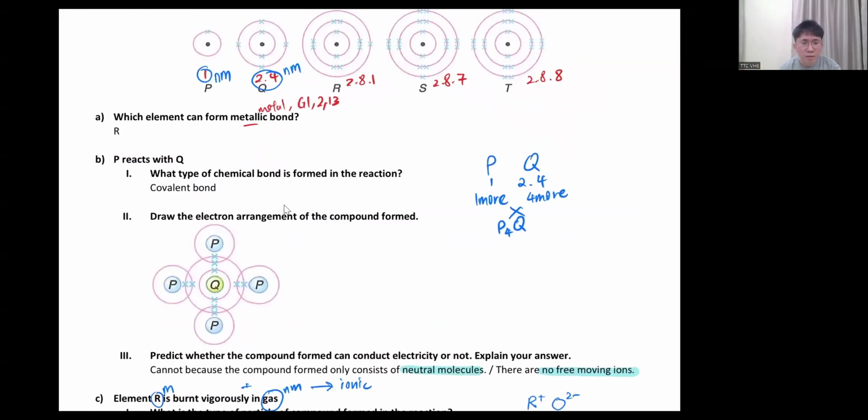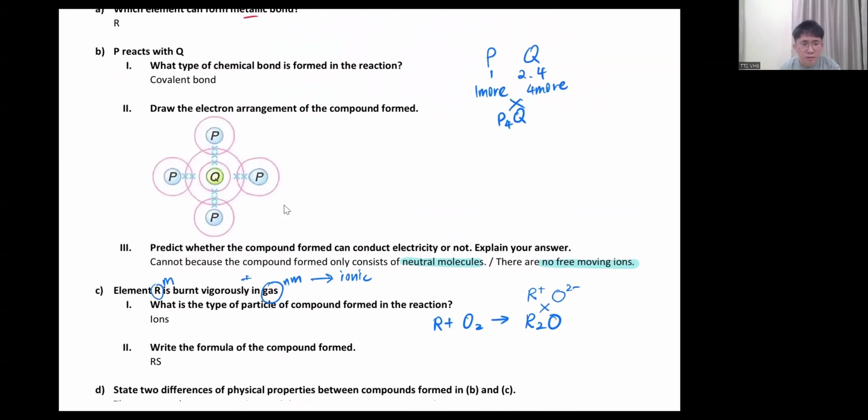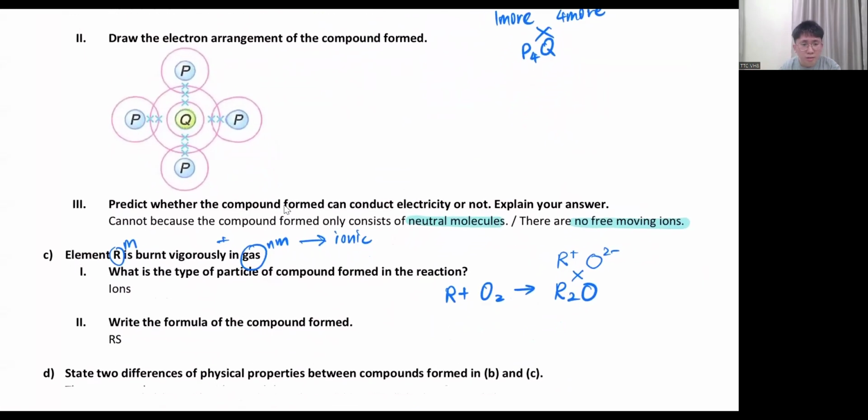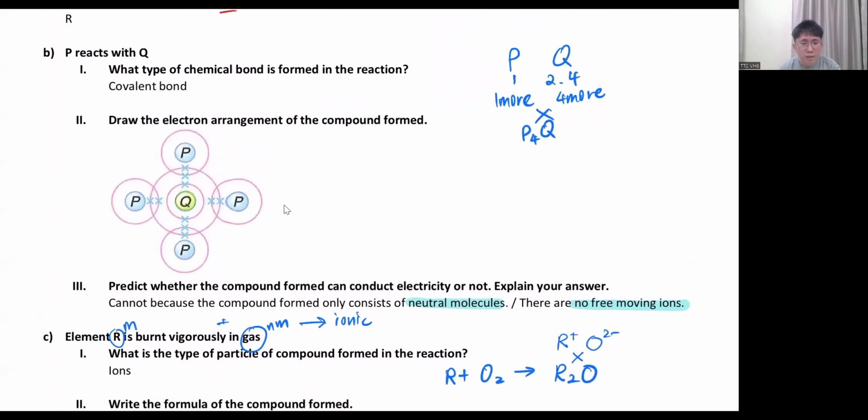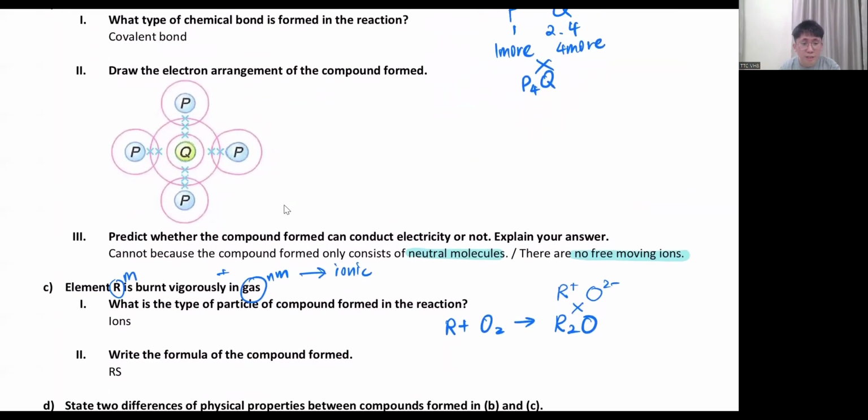Why RS? Huh? Okay, wait, guys. They say burn vigorously in gas. Did they say gas S? Wait, let me check. Is there any typo here? Guys, do you have a gas S right here? I don't know. Is it my question error? If they put gas S, then yes, the answer is RS. But if they say just burn vigorously in gas, then it will be R2O.